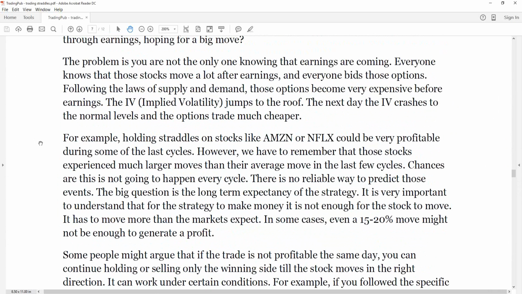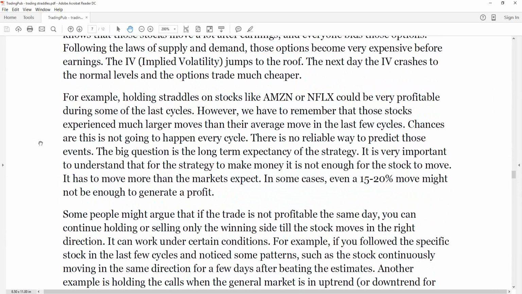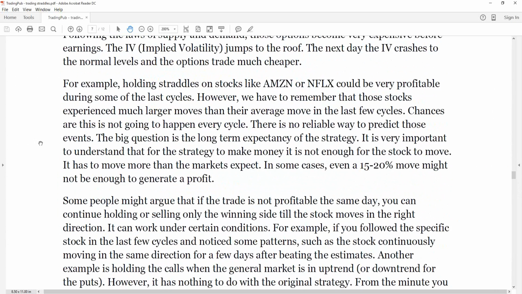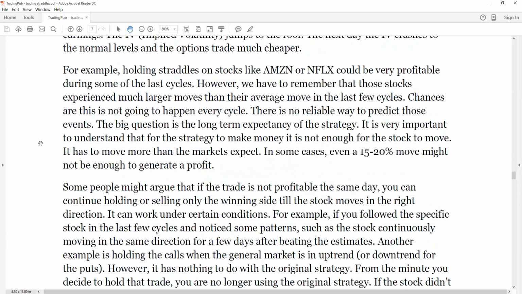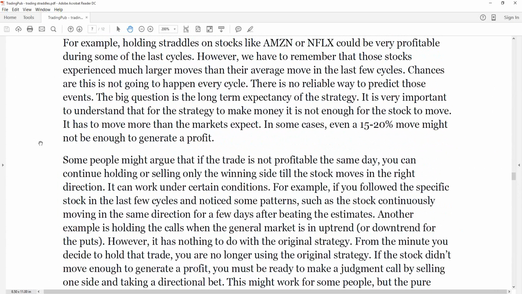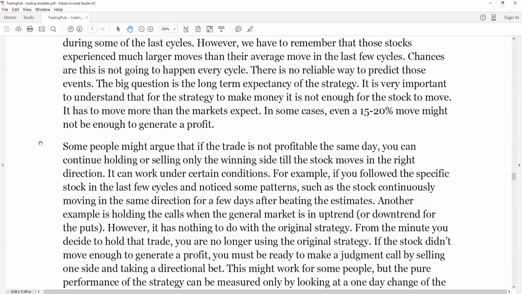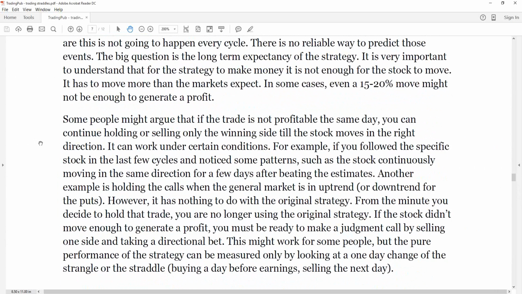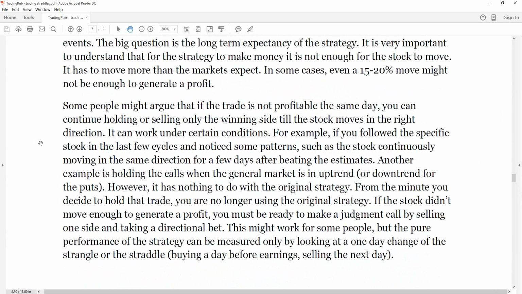Now, there are always exceptions. For example, stocks like Amazon or Netflix could be very profitable during some of the last cycles because in some of the cycles they moved more than the options implied. However, we have to remember that those stocks experienced much larger moves than the average move in the last few cycles. So those stocks are usually exceptions and not the rule.